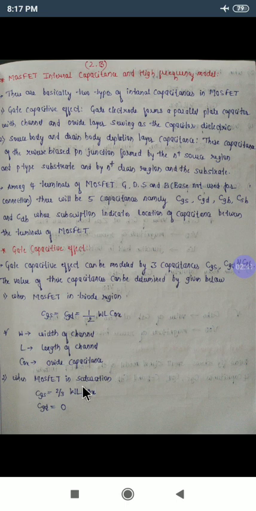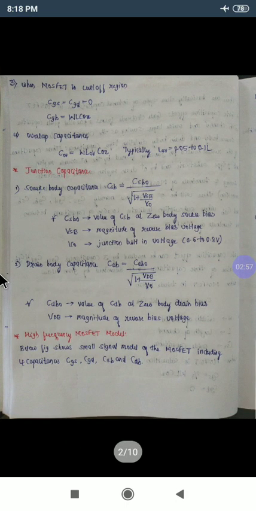Similarly, when the MOSFET is in the saturation region, we get the capacitance value CGS equal to 2/3 WL COX. At that time, the capacitance connected between the gate and the drain will be 0. Next, whenever the MOSFET is in the cutoff region, the capacitances connected between the gate and the source and between the gate and the drain will be 0. Similarly, the capacitance connected between the gate and the base will be WL COX.